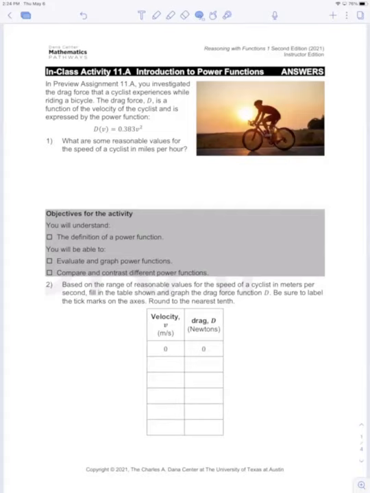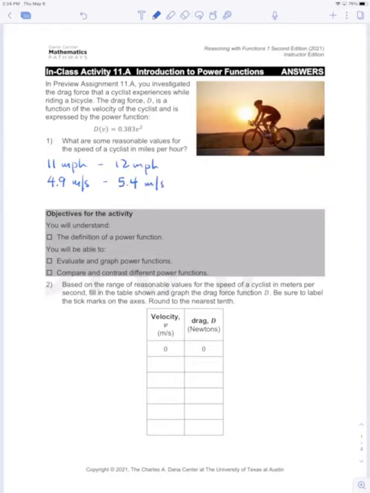1. What are some reasonable values for the speed of a cyclist in miles per hour? Okay, so if we think about normal city riding environments, average speeds could be maybe around 11 miles per hour to 12 miles per hour. Often we're going to be asked to work in meters per second as well. So if we wanted to, we could write 11 miles per hour as about 4.9 meters per second, and 12 would be about 5.4 meters per second.